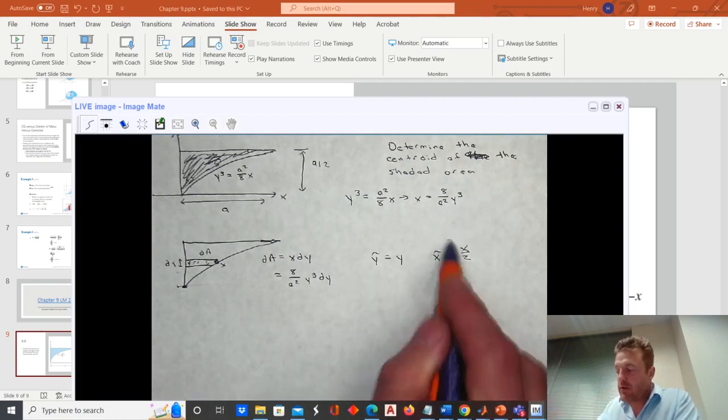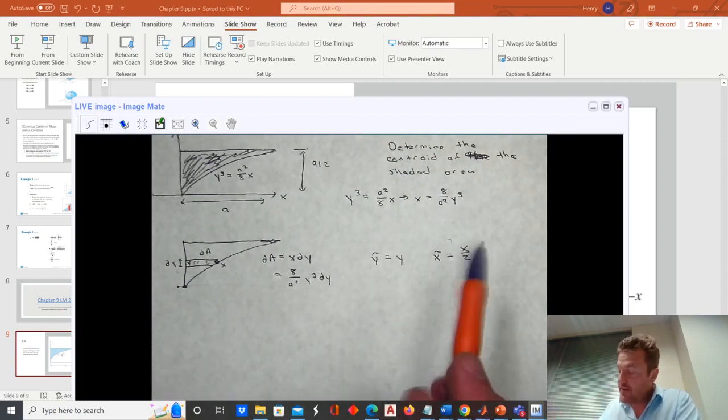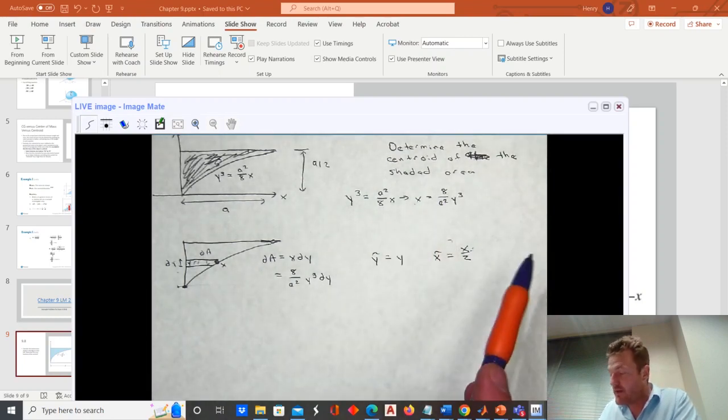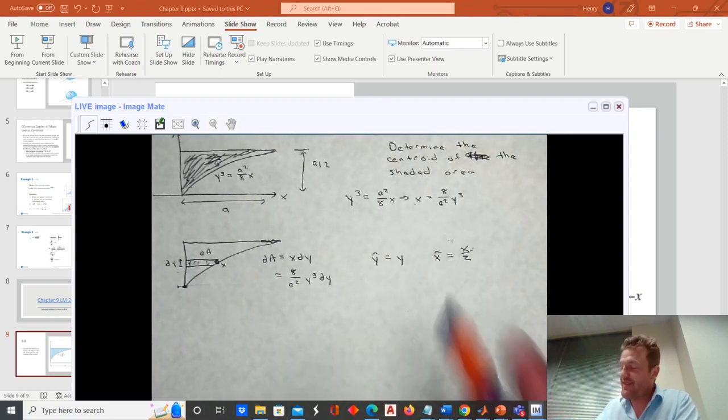But we don't want to work with x. We only want to do single variable integration. So I will take this term in x and express it as a function of y.